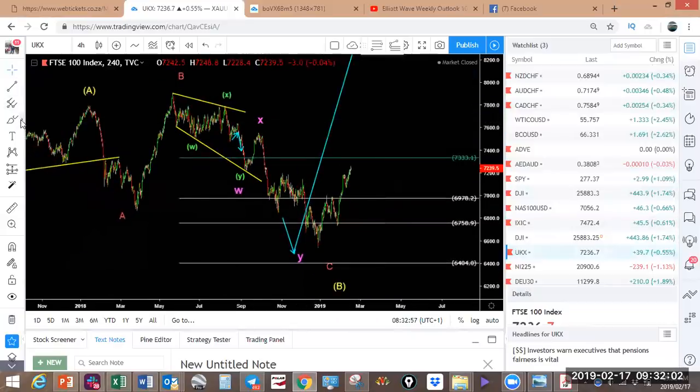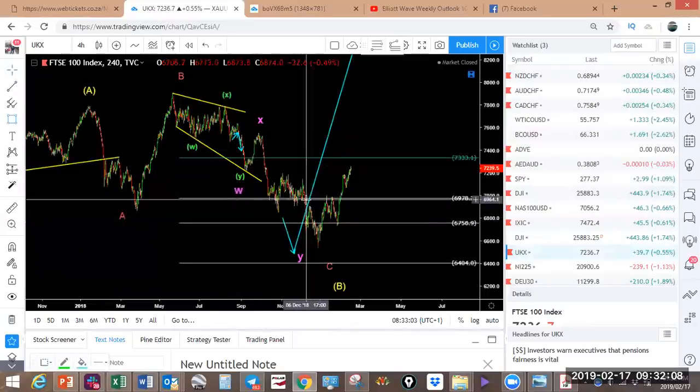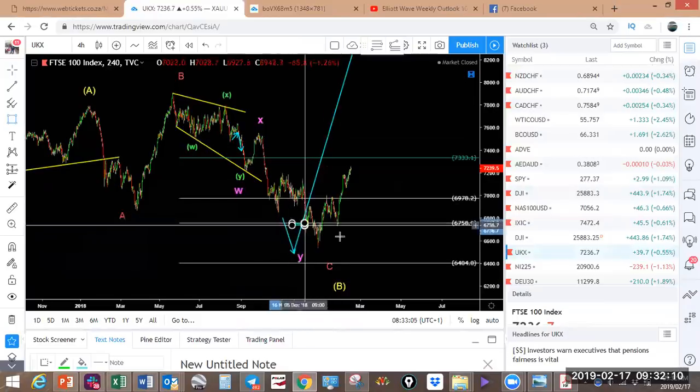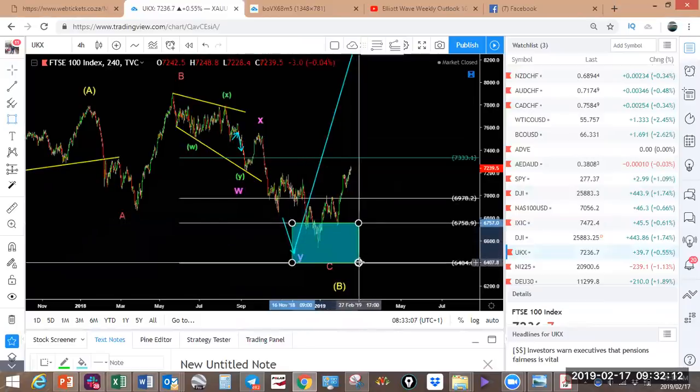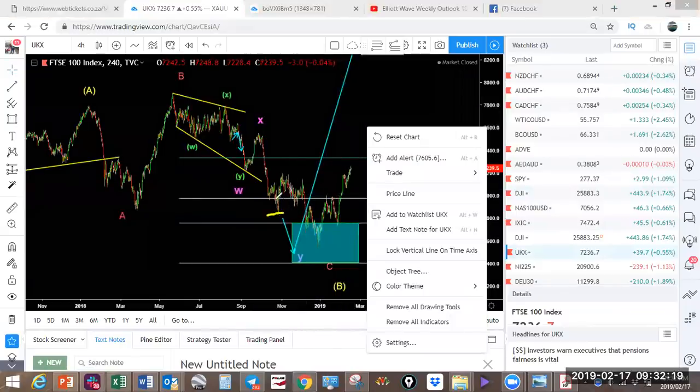If you look at the previous videos, you had this. I didn't even remove these lines. I don't usually trade the FTSE. That's why these lines are still there. I just updated and I left those lines just to show that that was the analysis, and this is what is happening. When we were still up here, we expected that it's going to drop.